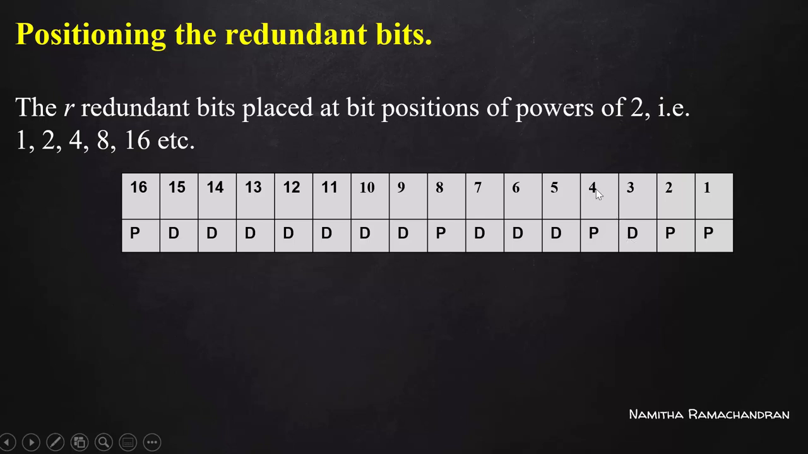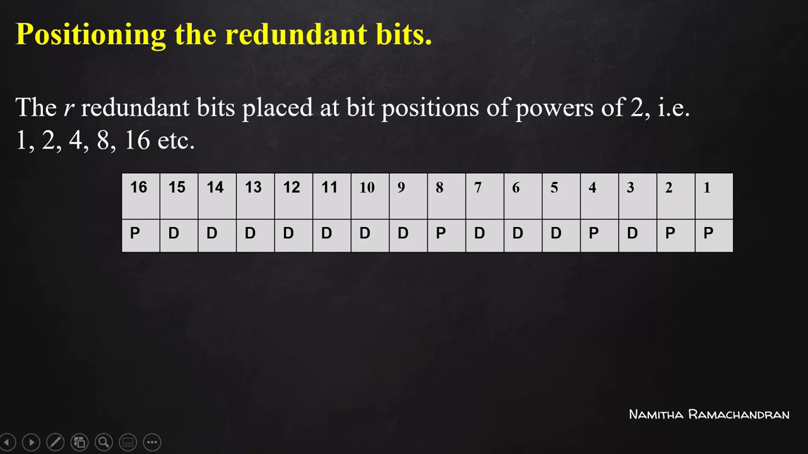And at position 4, 4 is a power of 2, and here we can place a redundant bit or the parity bit. And 5, 6, 7, these are not powers of 2. So these places are used for storing data bits. And 8, this is 2 to the power 3, a power of 2. So this place we can use for storing a parity or redundant bit. 9, 10, 11, 12, 13, 14, 15 are not powers of 2. So here we can place data bits. And at 16 we can place a parity bit because 16 is 2 to the power 4, a power of 2.